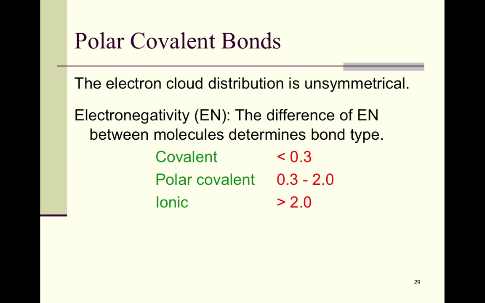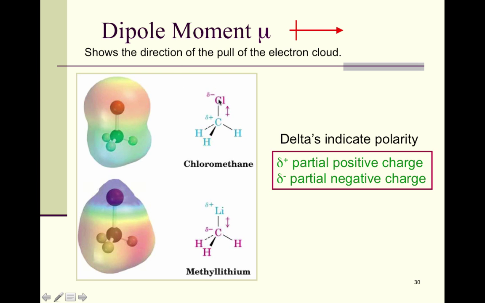So we can use electronegativity to help determine what kind of bond type we're going to have. If you have a difference of about less than 0.3, it's going to be covalent. It's going to share the electron cloud pretty much equally. A polar covalent bond is usually the range of about 0.3 to 2, and an ionic bond is typically greater than 2. So we previously talked about this delta, lowercase delta, and I've got it written up here.